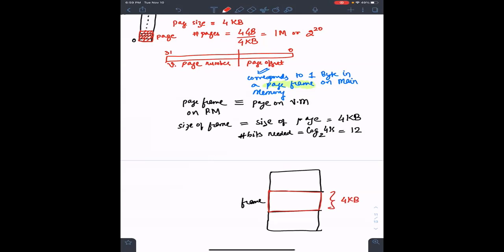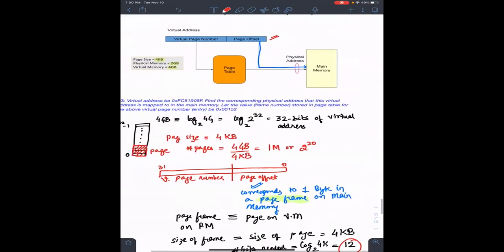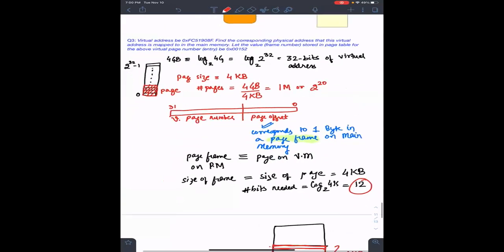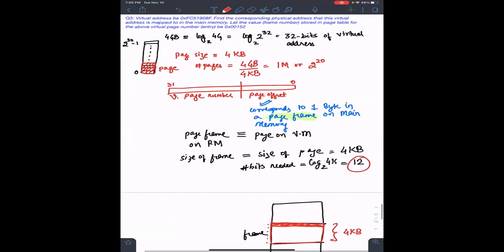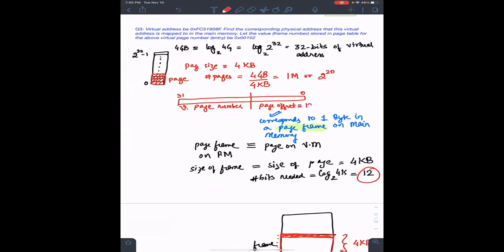And we know that each entry here is byte addressable. That means I have 4 kilobytes, or 4K registers, if you want to say, where every register here is 8 bits, or a byte. So to address each of these bytes in this frame, I need 12 bits. So that becomes my page offset, because by definition, this page offset finds me the target byte in a frame. So I know that the page offset corresponds to 12 bits.